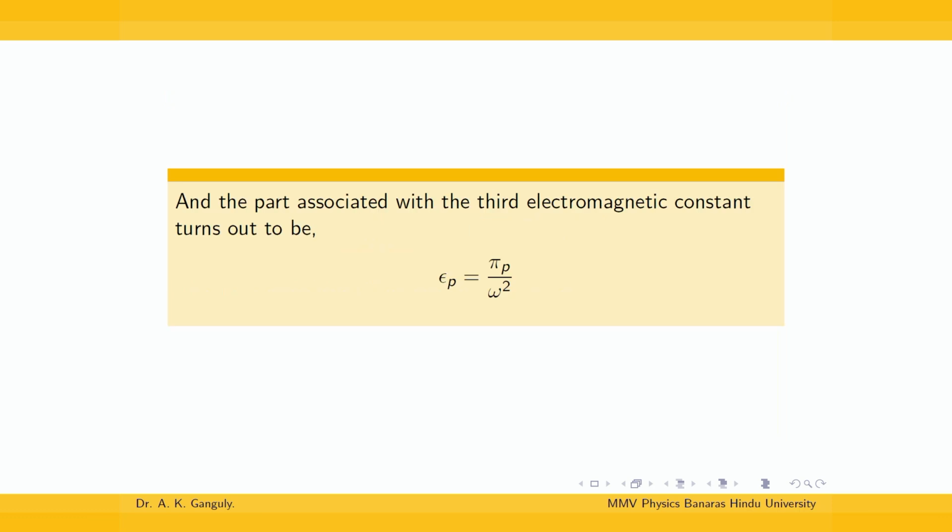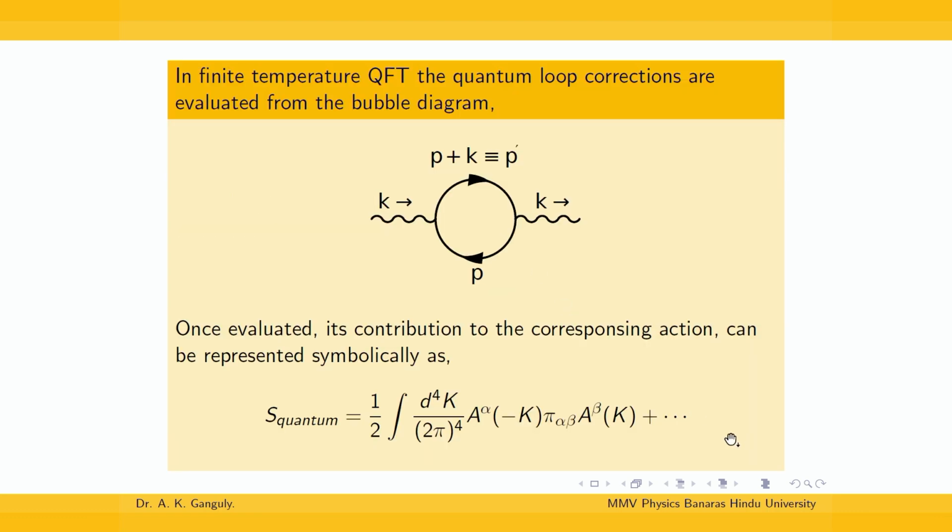is the form factor that is associated usually with what is termed as the third electromagnetic constant in some situation, or in the case where there is a magnetic field present in a medium, then it is called the Faraday term or Faraday effect, which is given by epsilon of p, that is equal to the form factor corresponding to the Faraday term divided by the wave frequency omega square.